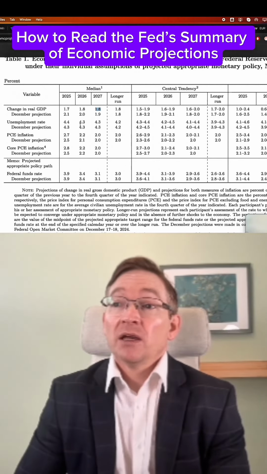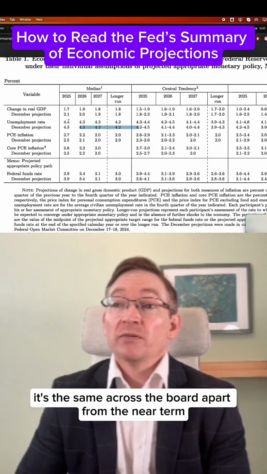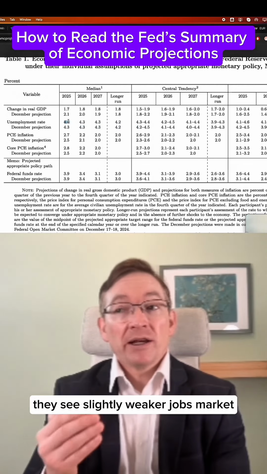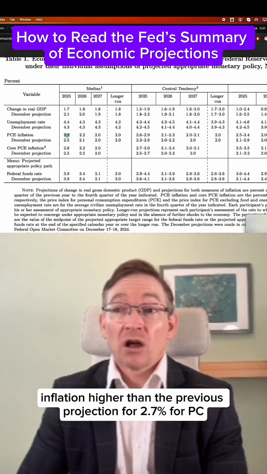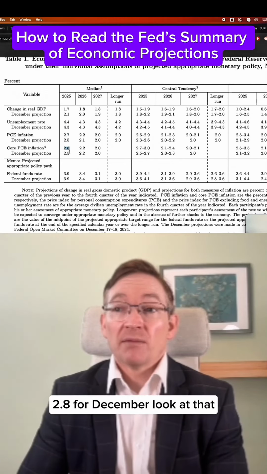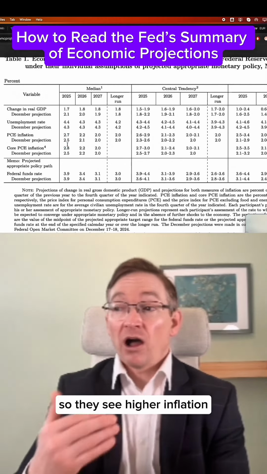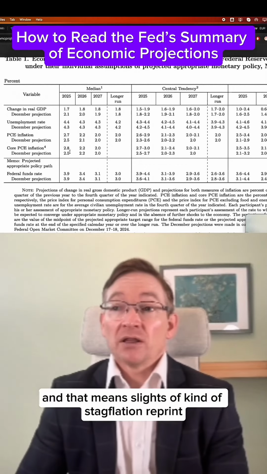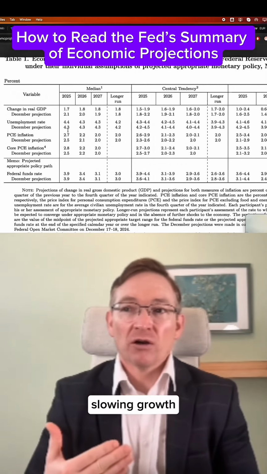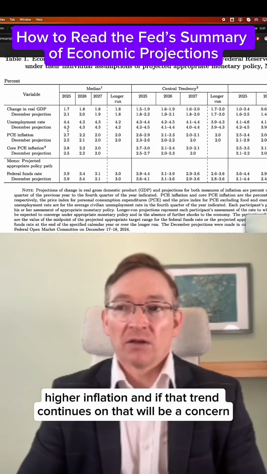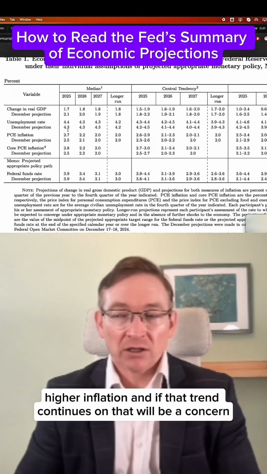Unemployment rate, it's the same across the board, apart from the near term, they see a slightly weaker jobs market. So it just shows, look, slowing growth, slightly weaker jobs market, and inflation higher than the previous projection: 2.7% for the PCE, 2.8 for December. So they see higher inflation, and that means a slight stagflationary print, slowing growth, higher inflation. If that trend continues on, that will be a concern.